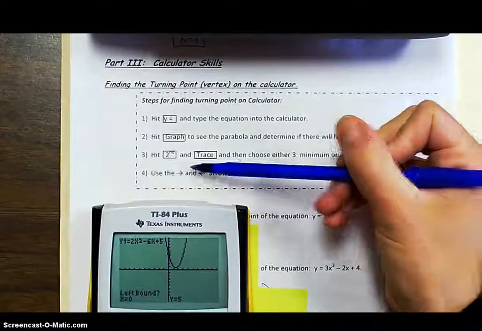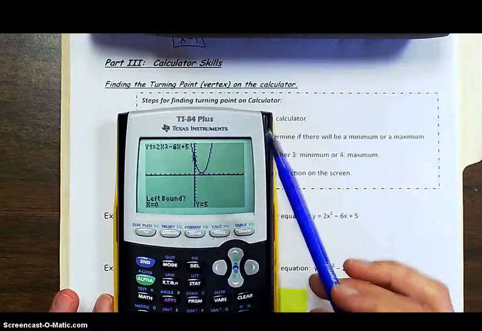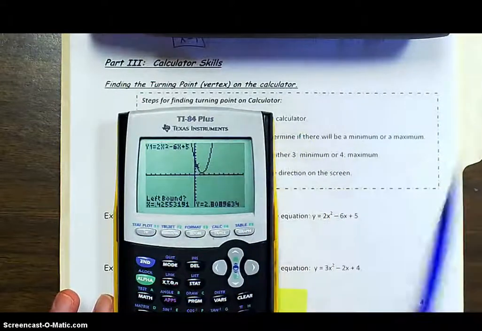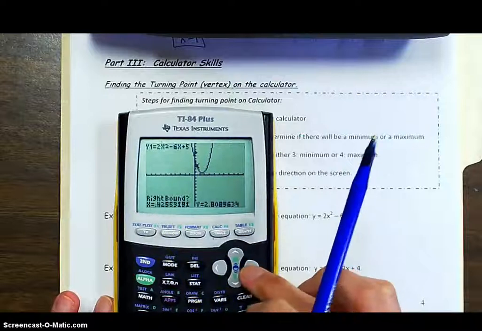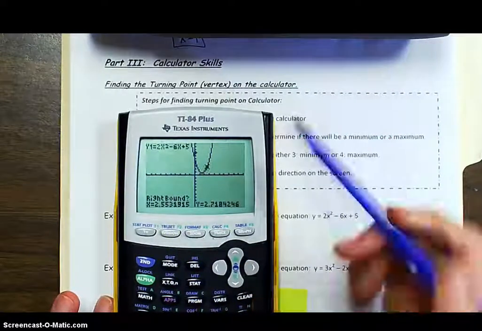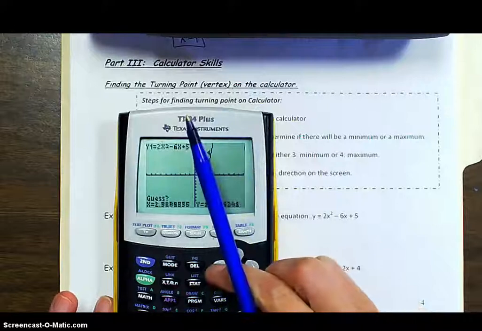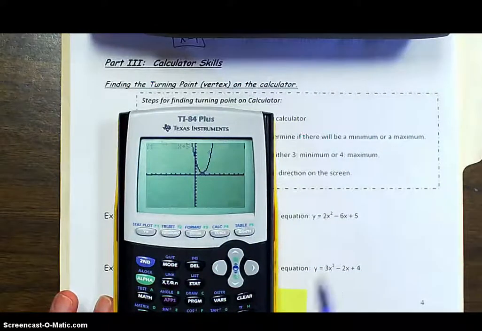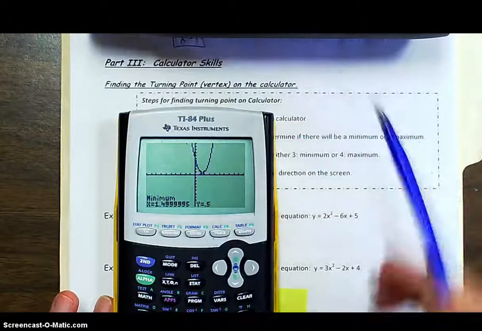And now I'm going to use the side-to-side arrows and follow the directions. So right now it says left bound. And if I look at my blinking dot, it is on the left of my turning point. So I hit enter. Now it says right bound. So I'm going to move over to the right of the turning point. Now I'm on the right. I hit enter. Now it says guess. So I'm going to go back towards the middle. Now I'm right on that turning point. I hit enter. Now there's no more question marks, and it gives me the minimum.